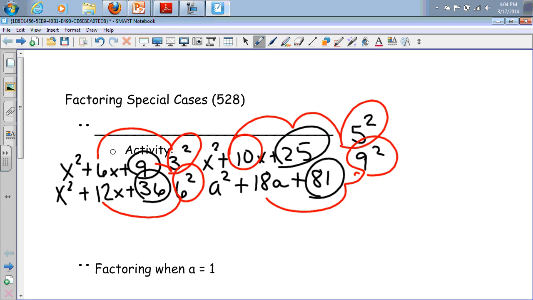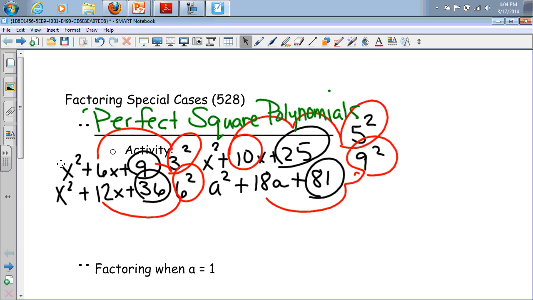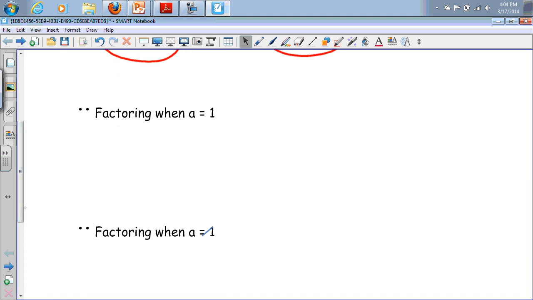Factoring special cases. We're going to have perfect square polynomials. Okay, perfect square polynomials. That's what these are. And we're going to talk about factoring trinomials and what if it's the difference of two squares, okay? So let's look at factoring a perfect square when a equals 1. All right, this is example 1.